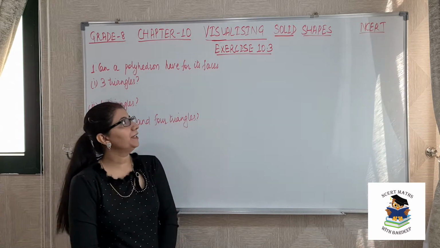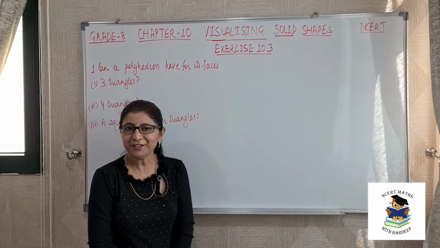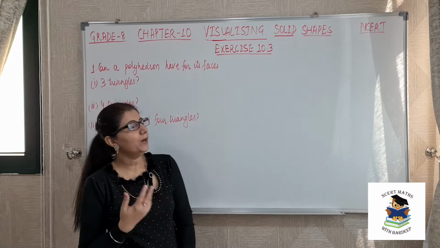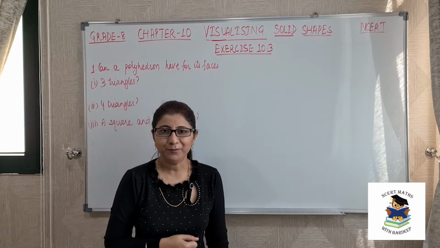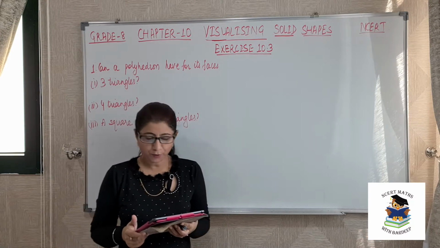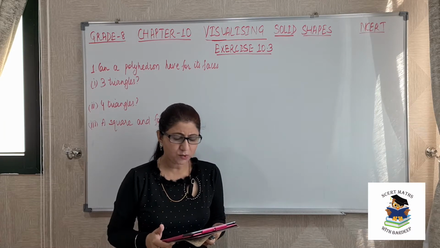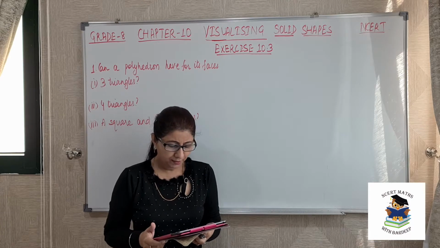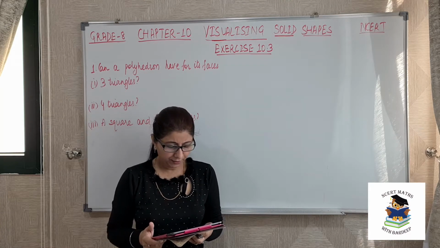Today we are going to start exercise number 10.3 of chapter 10, that is visualizing solid shapes. You must be thinking why I have not covered exercise number 10.2, and I want to inform you that this 10.2 exercise is very simple and quite optional, like some map is given and you have to color the map with different colors.